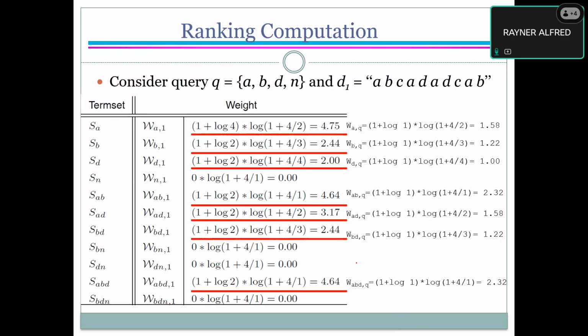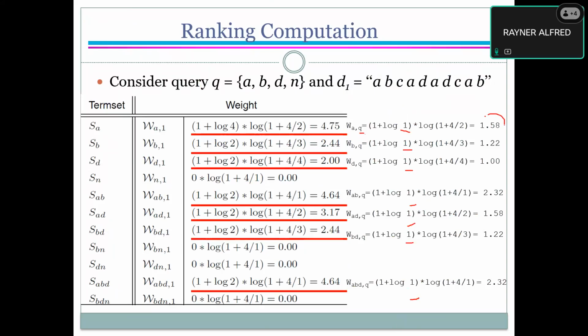Now we want to know how to compute the weightage of each of the term sets with respect to Q, which is your query. This is similar and very simple. The occurrence of A, B, D will be 1, and then AB one time, AD one time, BD one time, and then ABD one time.